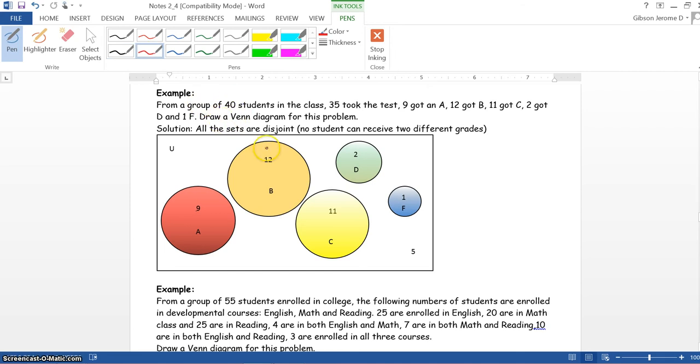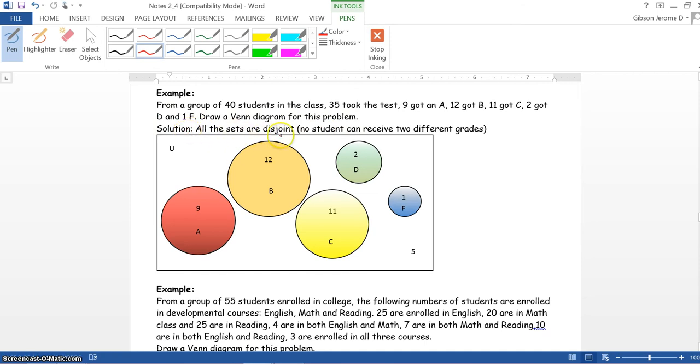Okay, class, picking up where we left off, we're at our next example. It says, from a group of 40 students in the class, 35 took the test, 9 got an A, 12 got a B, 11 got a C, 2 got a D, and 1 got an F. Draw a Venn diagram for this problem.